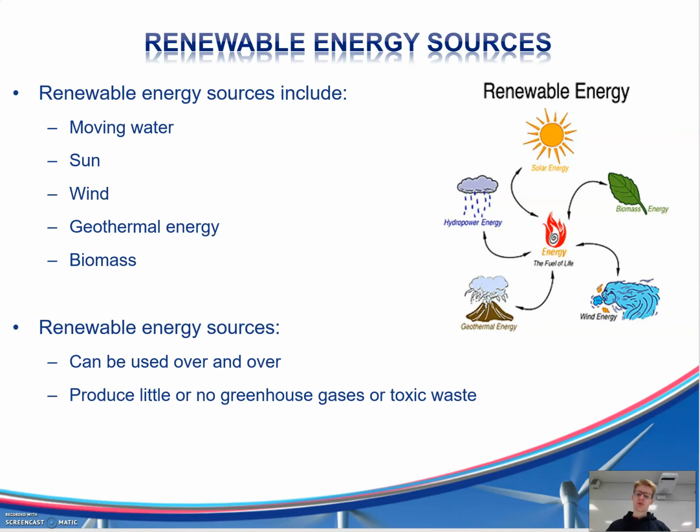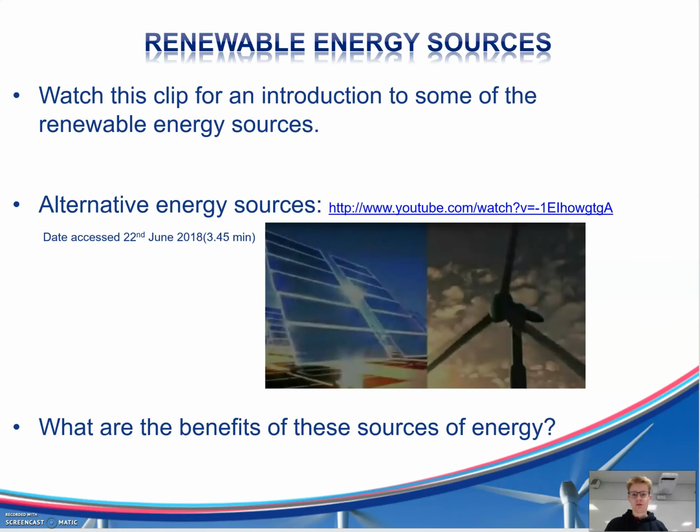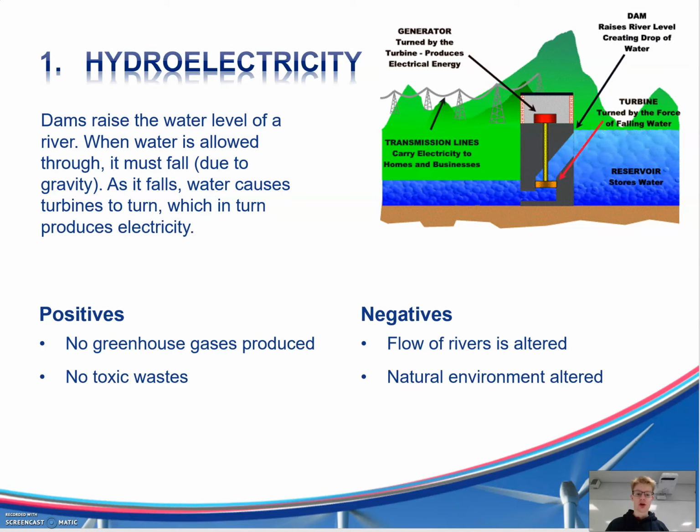So let's look at the renewable resources, though. If these are the ones that are renewable, why aren't we using them as much? Let's look at each one of them. There are five main types of renewable resources. The first one is water, hydroelectricity. The way hydroelectricity works is we can use running water to spin generators, and when you spin a generator, that creates electricity.